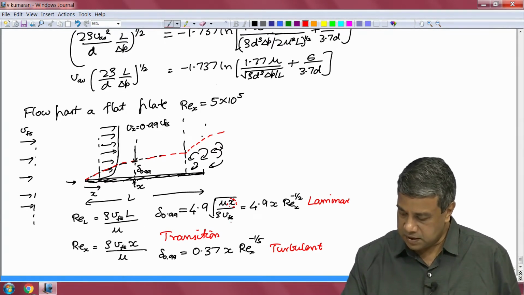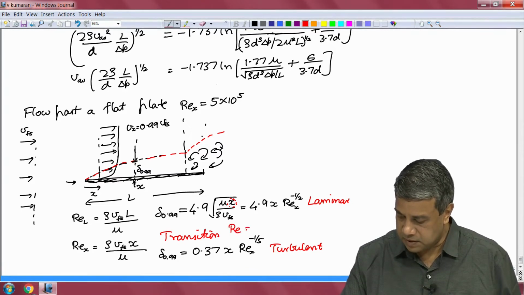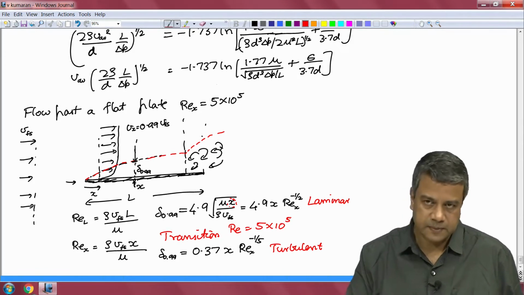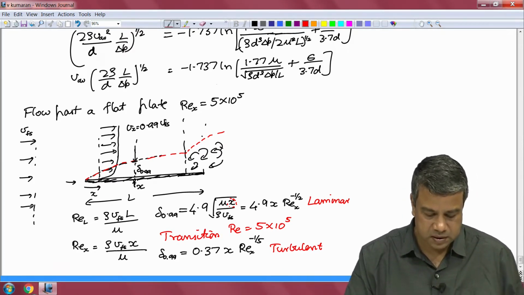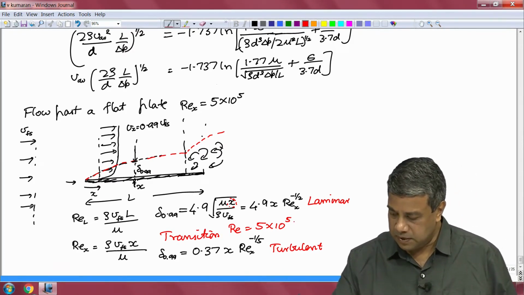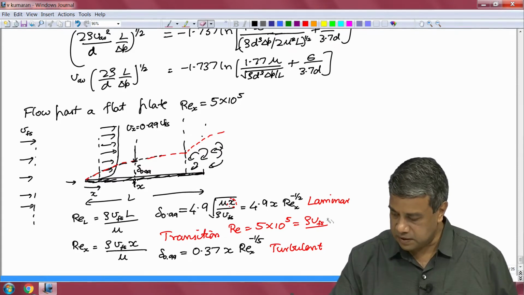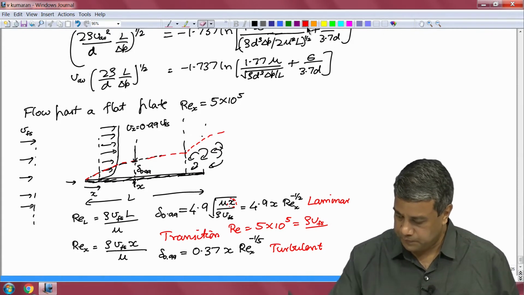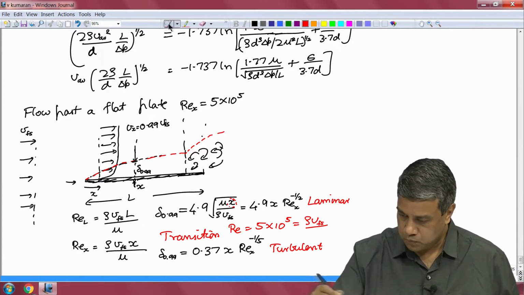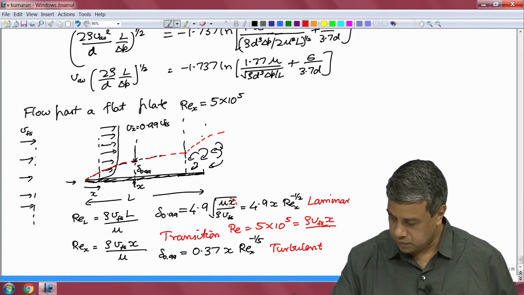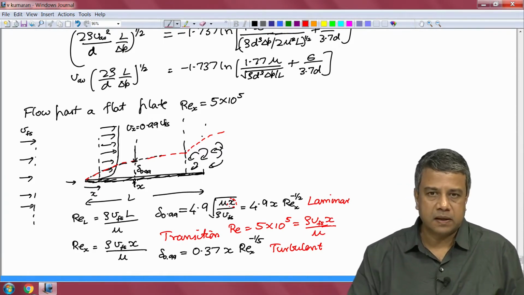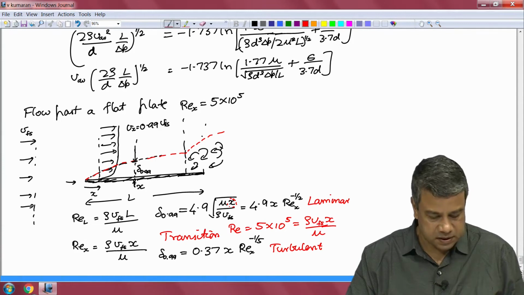The transition takes place at a Reynolds number which is equal to 5 into 10 power 5. 500,000 is the Reynolds number based upon the free stream velocity and the downstream distance. That is the Reynolds number at which transition takes place.